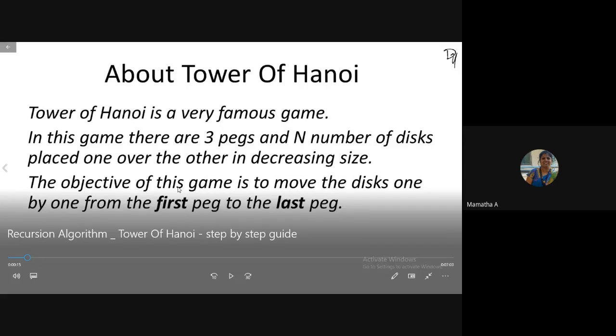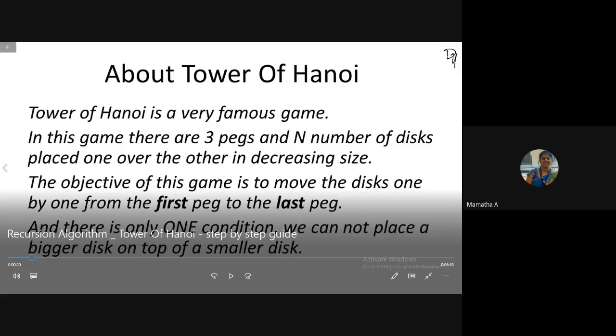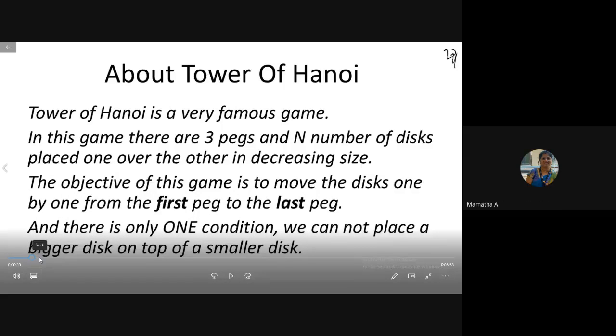And you all know that the objective of this game or the puzzle is to move the discs one by one from the first peg to the last peg, which we call the source peg to the destination peg, right? And we also know that there are some conditions. The condition is we can move only one disc at a time, and we cannot place a bigger disc on top of what, students? On top of the smaller disc. And there is only one auxiliary peg available to do the movements.